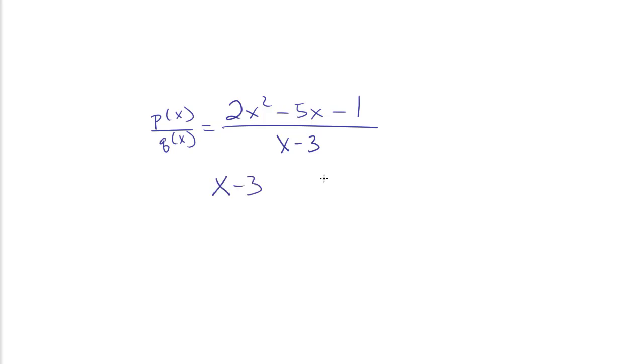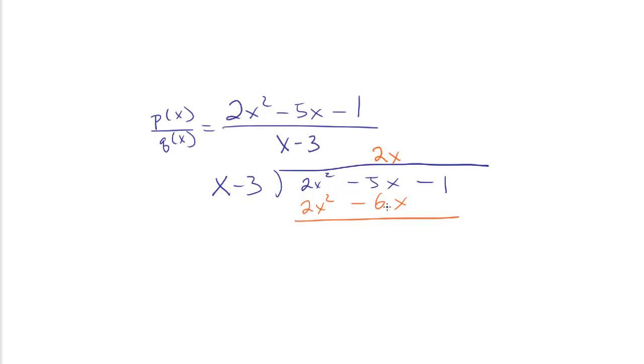x minus 3 divides into 2x squared minus 5x minus 1. And I'm going to multiply the x by 2x. I like to keep things over the same x and x squared columns, whatever the degree of the particular variable is, to keep things organized. Just like in long division, I keep the hundreds over hundreds, tens over tens, etc. So 2x times x gives me 2x squared. 2x times minus 3 gives me minus 6x.